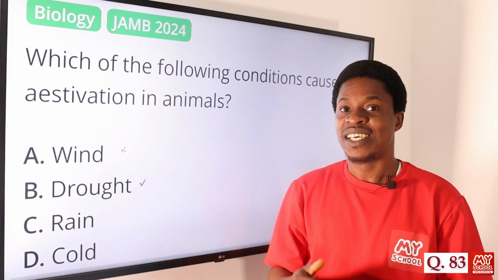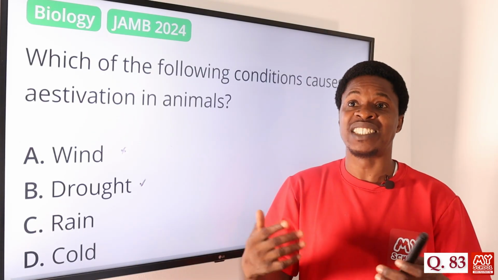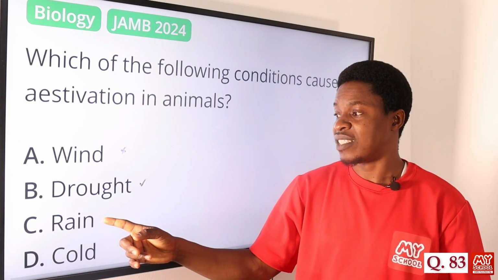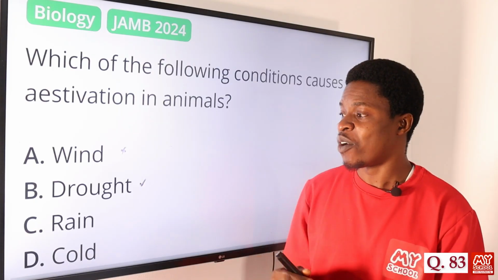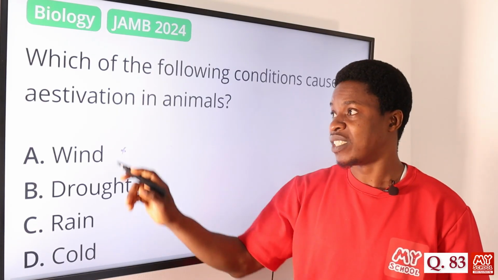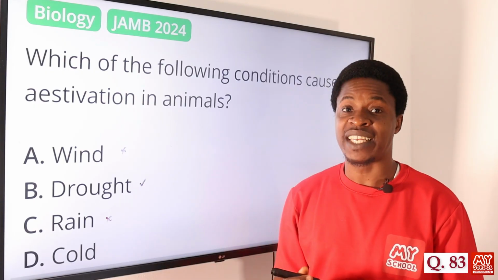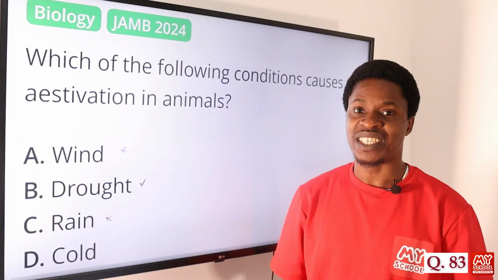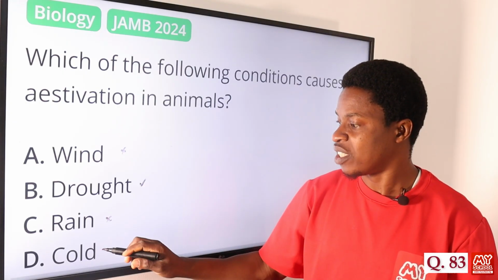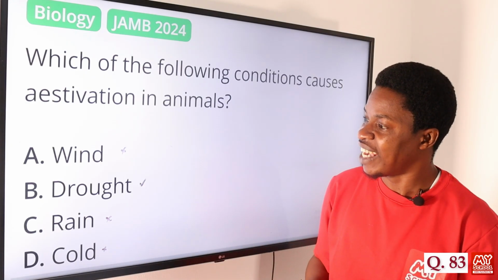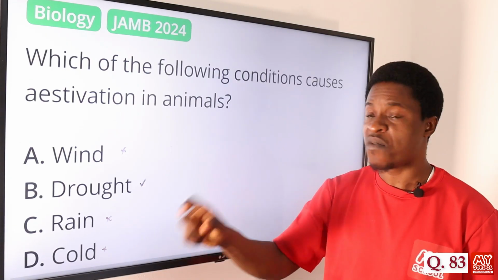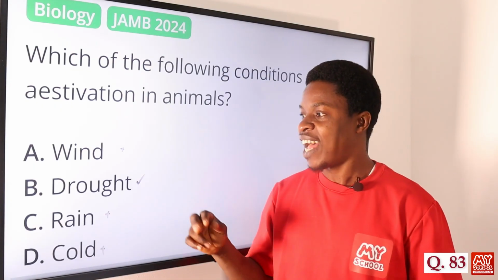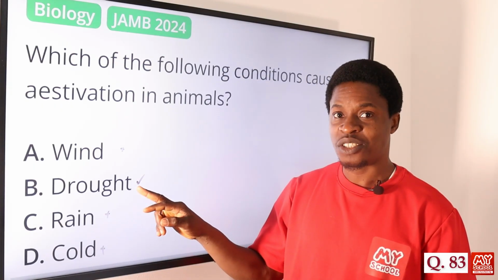Rain will cause water to be available and will cause cold. So rain would be a factor if it were hibernation, but this is estivation. This is also eliminated. Option D is cold. Cold will also lead to hibernation, because it's going to be wet, so this is also eliminated. So the correct answer here is drought. Drought is the primary factor that can trigger estivation in animals. So the correct answer is option B, drought.